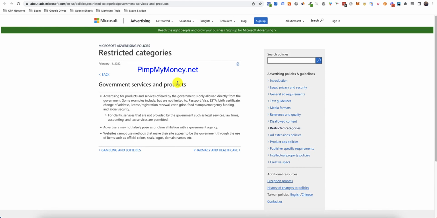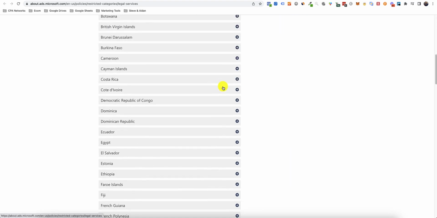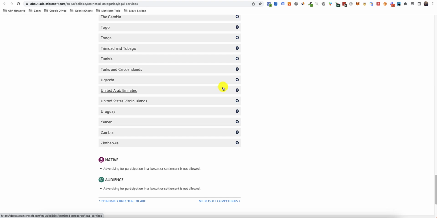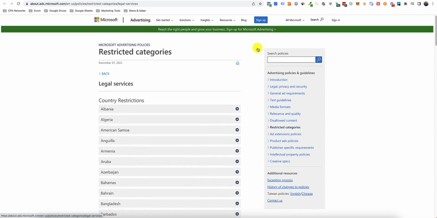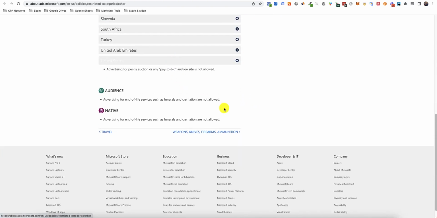Government services, so you can't do passports and stuff like that, but a government grant would be fine, okay? Just don't make your website appear that you're the government, all right? Again, don't be scammy and deceptive. You see where things are going. Legal services, there's been a lot now in this space at the time of this video on mass tort and things along those lines. I don't see anything here that says you can't do that, so that's good. And then other restricted categories, let's see what's in the United States. Penny auctions is just the other one, okay?